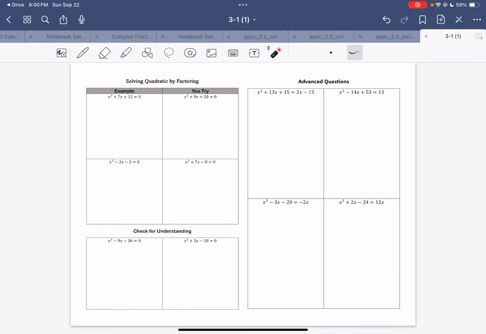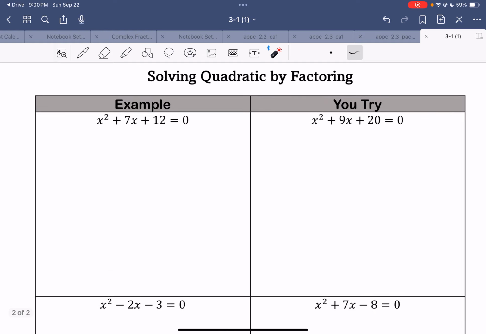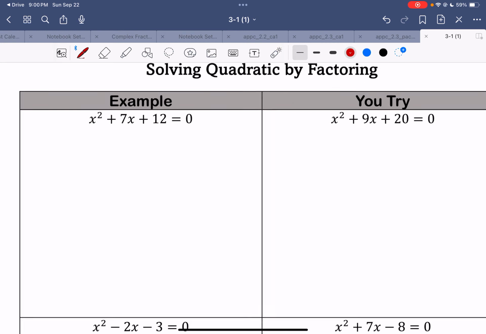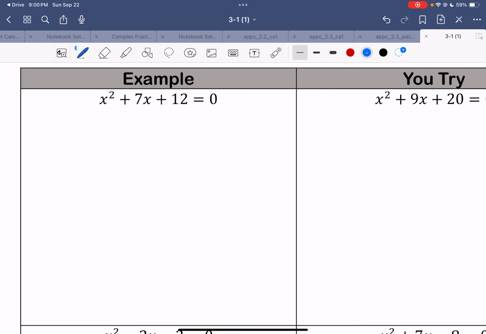So solving quadratic by factoring. So how do we solve it? First, check x squared. There's no number here, so we don't have to do anything. So that's good. But what you really have to do is factor it. So you're going to put x on the side. So +12, always put the last number on the top, middle number on the bottom.